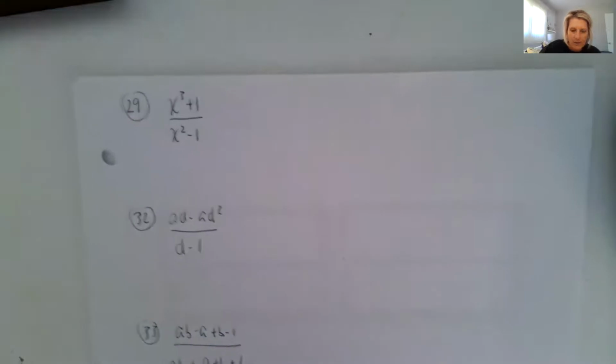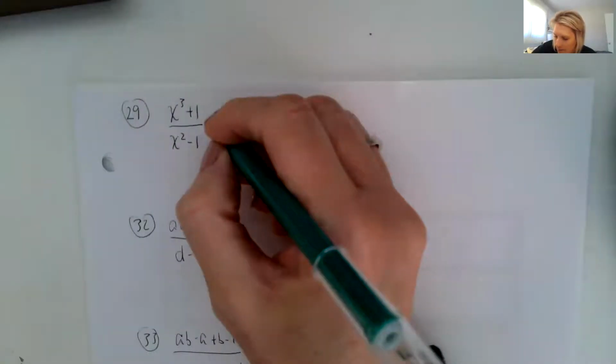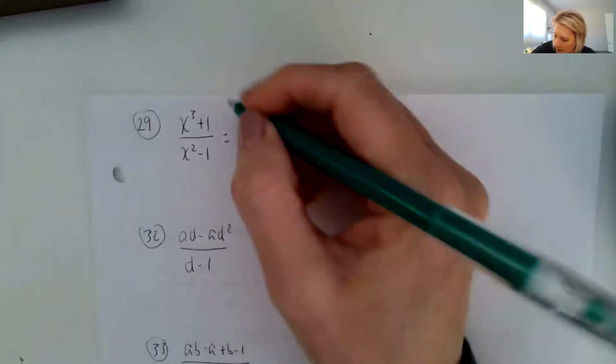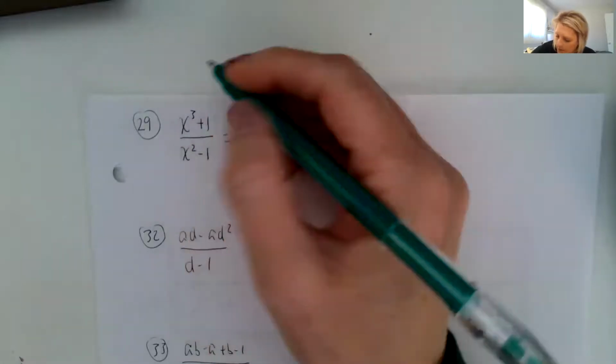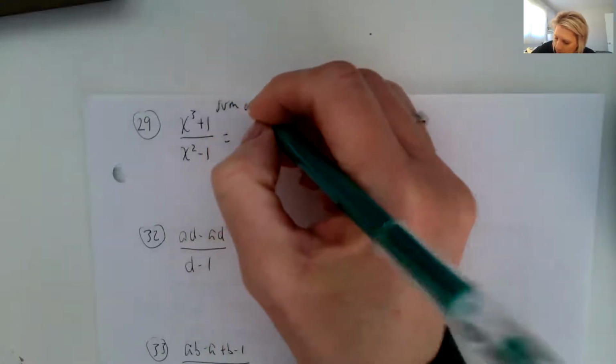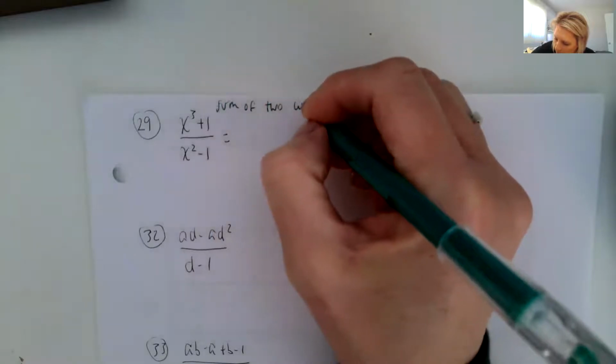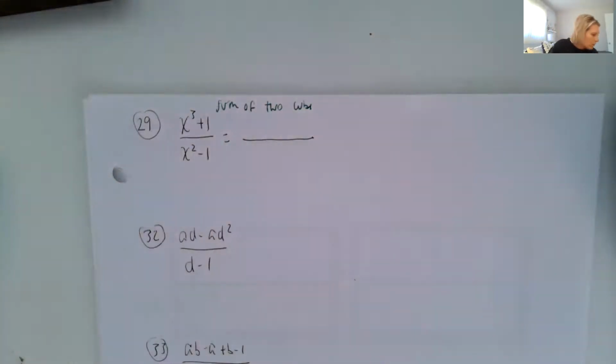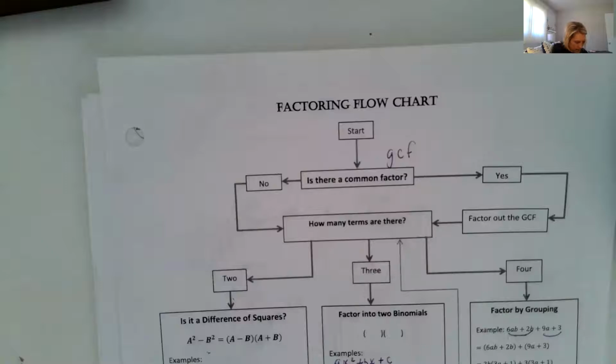So 29. To factor these, we've got 2 terms. So this is going to be a sum and it's cubed. So this is the sum of 2 cubes. And we need to go back to our factoring flow chart so that we can make sure that we are factoring this correctly. You should have your factoring flow chart out in front of you, and so should I. Right there it is. So we've got our breakdown for those.